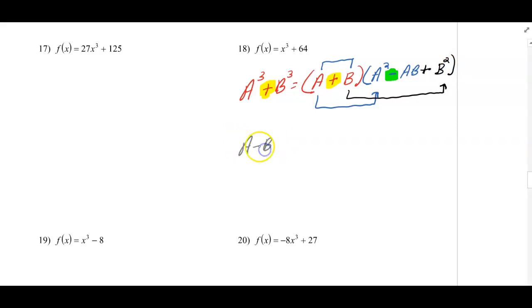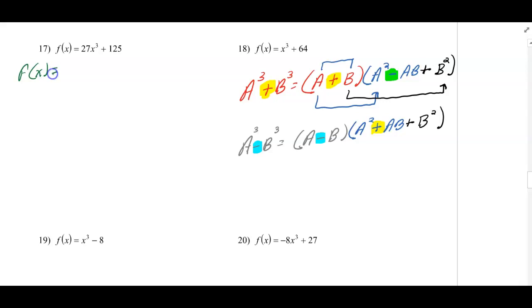The difference of cubes is going to be a minus b. Notice these symbols are the same. So you take the cube root of each. Then you're going to square the first term, so a squared, plus, so these two symbols, the minus and pluses, are always opposite. You multiply those two terms, so you're going to get ab. The last term is always positive, and you're going to square the b term, so b squared. Let's take a look at number 17.